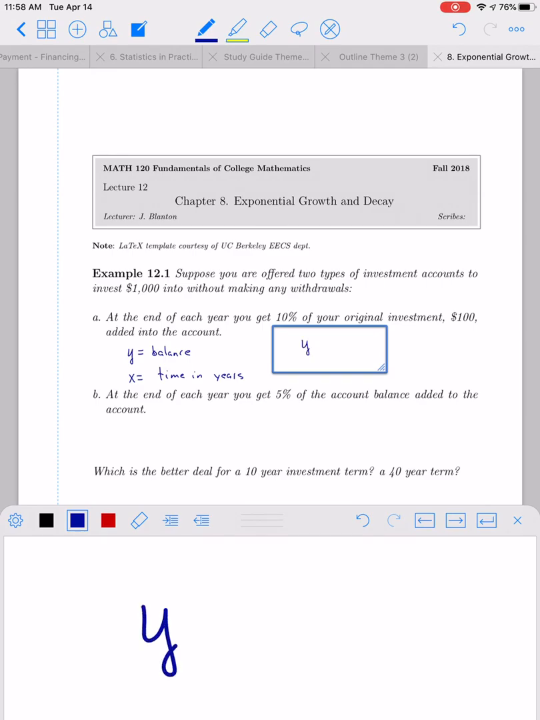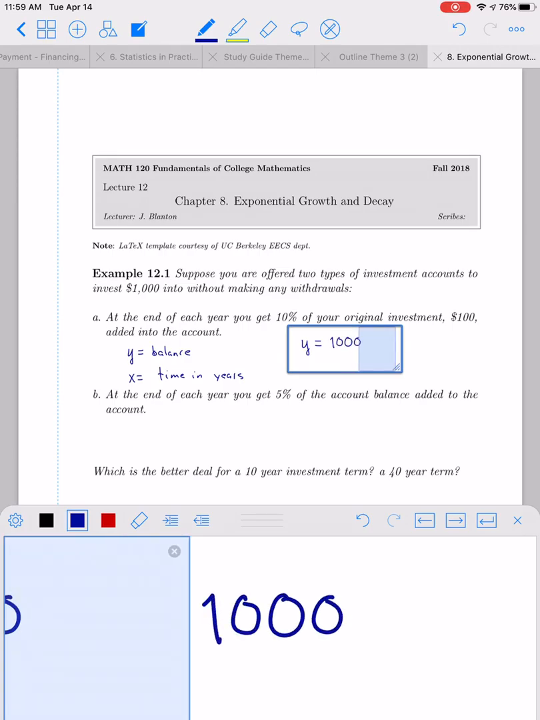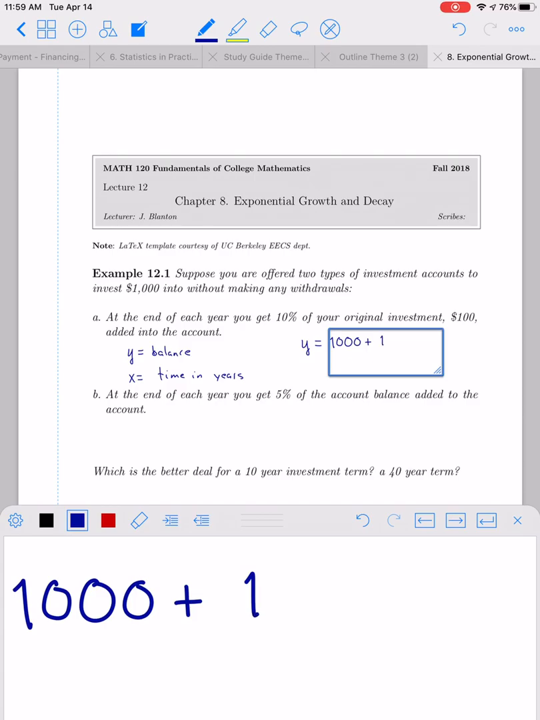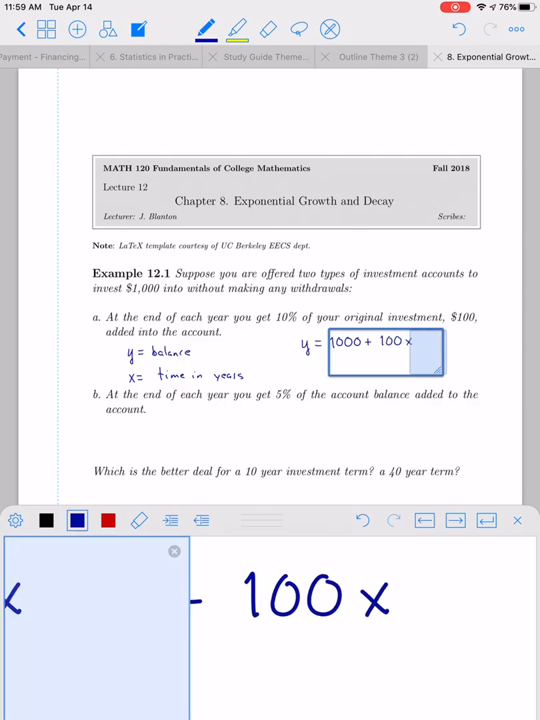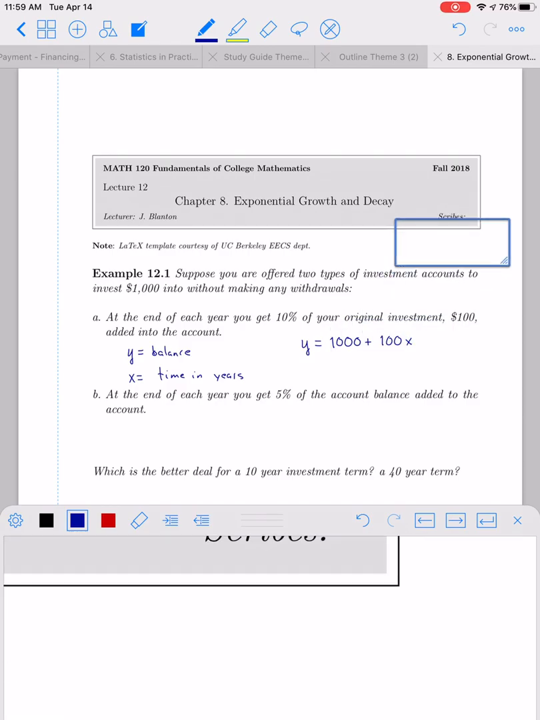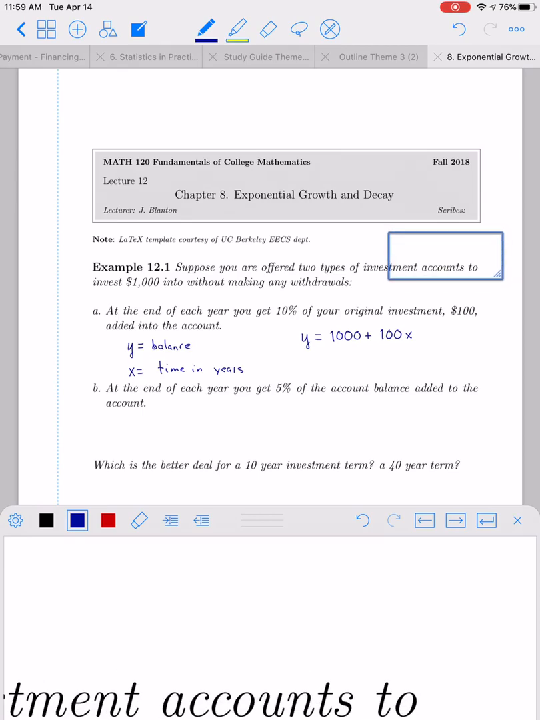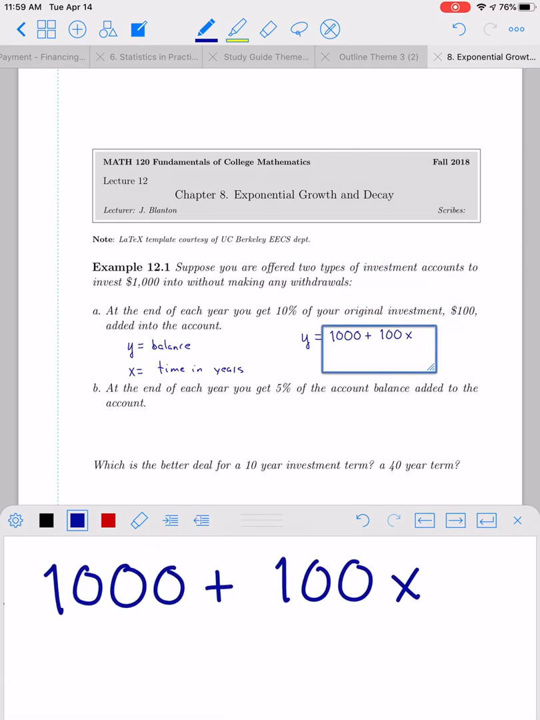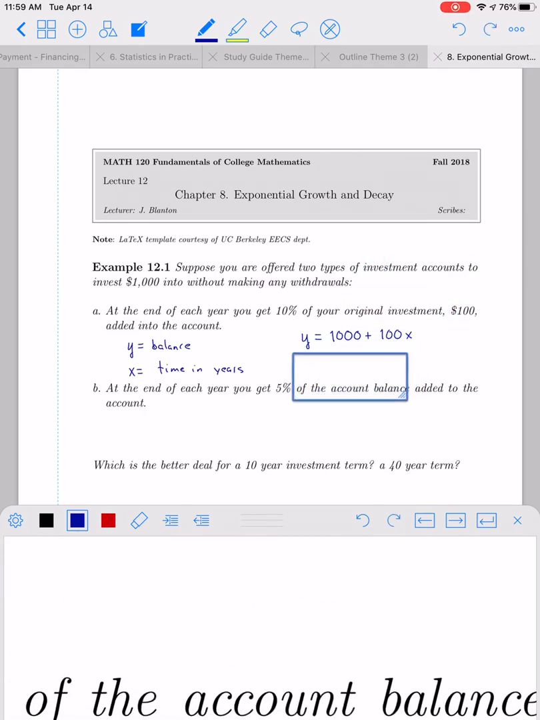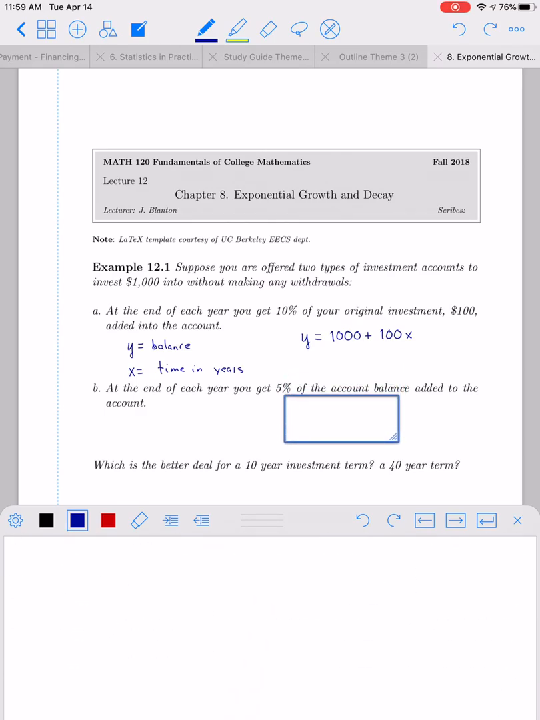So we know that for any given year, the account balance y is equal to the $1,000 that we started with plus the $100 times x for each year that this account is in existence. So it's going to be paid $100 the first year when x equals 1. By the end of the second year, x is 2, so it'll earn $200, $300, $400, all added to that base of $1,000 going into the future. So this is a nice way to model scenario A.